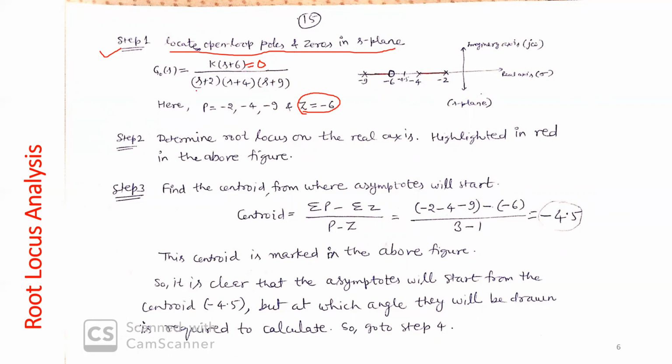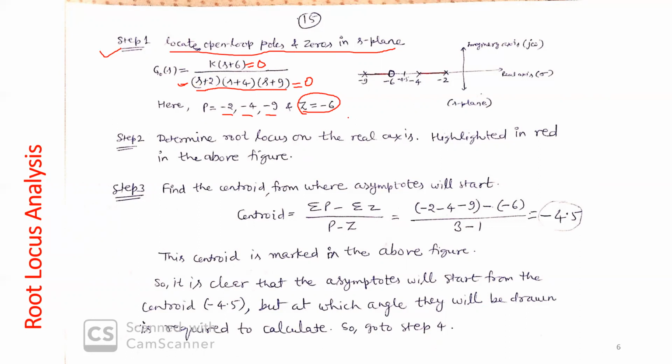And for poles, you put the denominator equal to 0. You get the poles, which are nothing but the roots of this characteristic equation. Not the characteristic equation you generally obtain when you have the closed loop transfer function. So open loop poles will be -2, -4, -9.